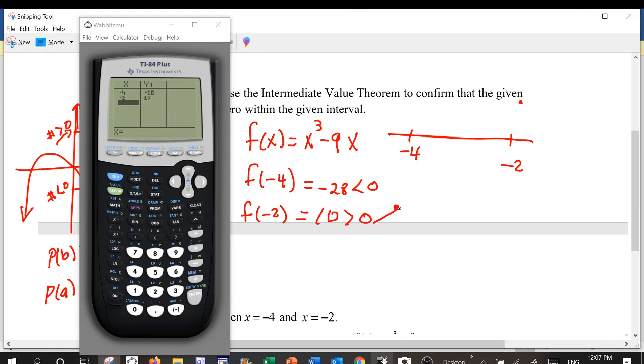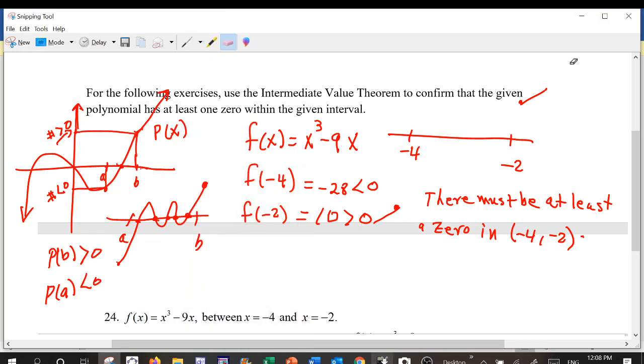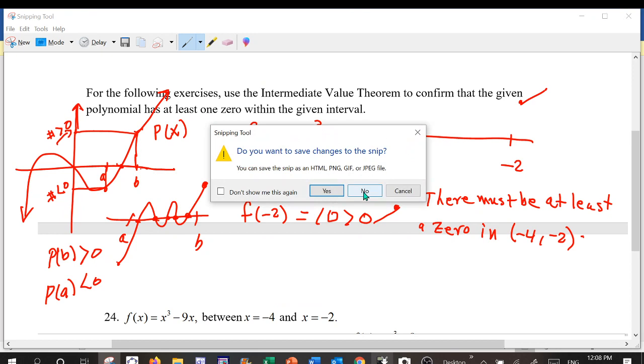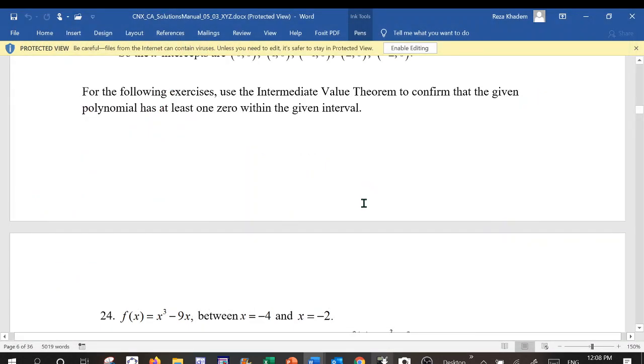So the graph is here, and then it wants to get there. How? Well, it has to cross the x-axis. So there must be at least a zero in the interval negative 4 to negative 2. There has to be at least one. That's what this theorem guarantees, that there has to be at least one. Okay? All right. So let's do a few more.